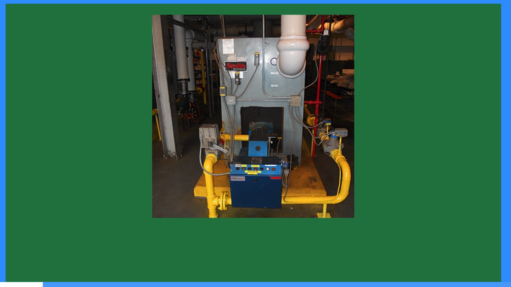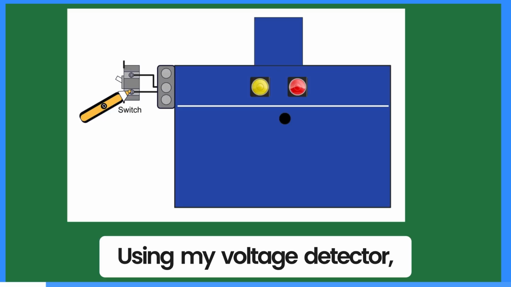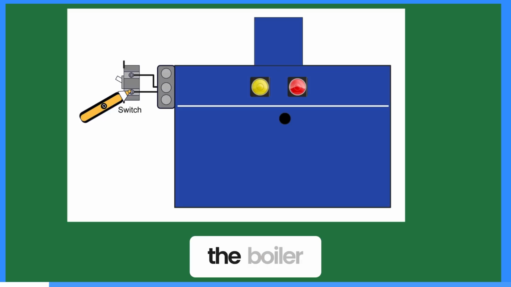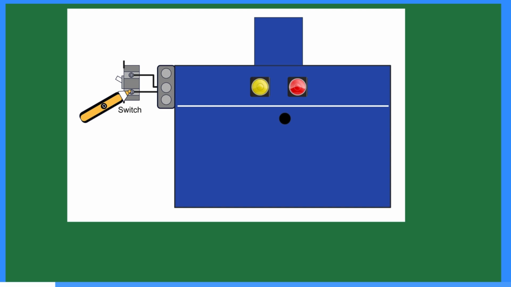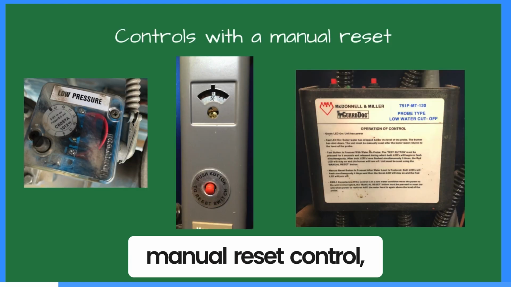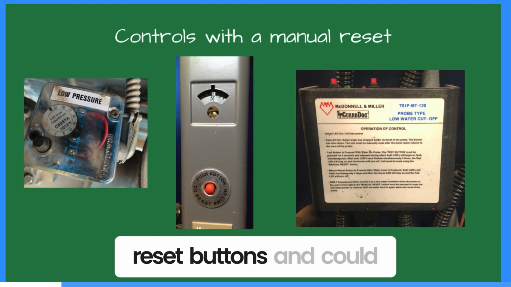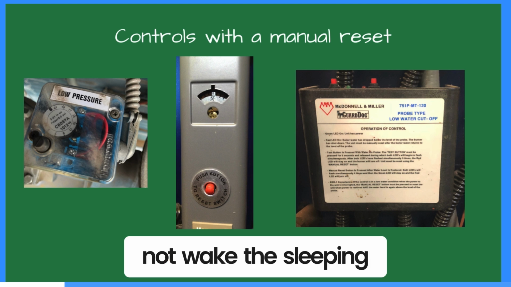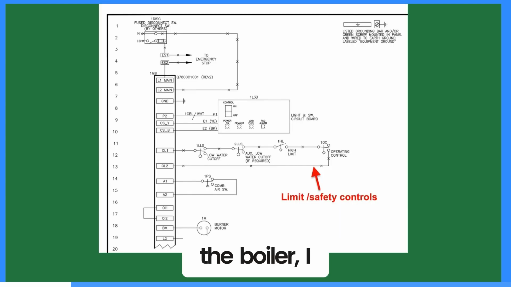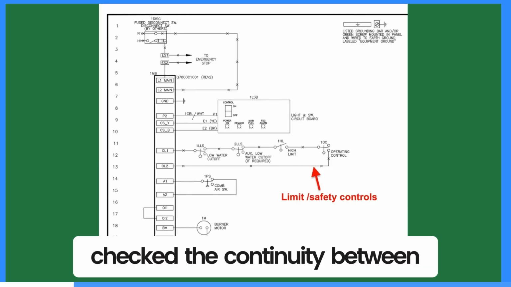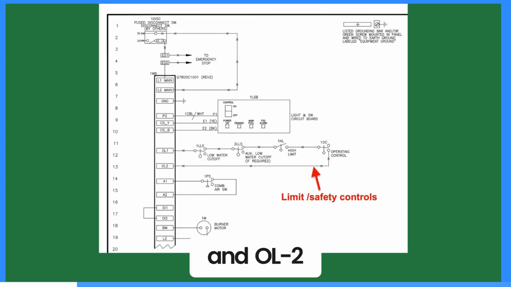building. Using my voltage detector, I found voltage feeding the boiler. We have power but no heat, I thought. Thinking it was a manual reset control, I pushed all the reset buttons and could not wake the sleeping cast iron beast. Kneeling in front of the boiler, I checked the continuity between OL1 and OL2.